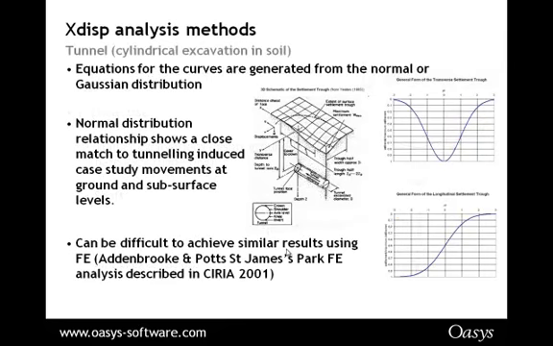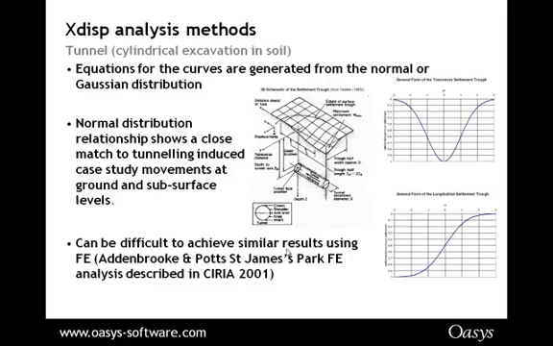So I'll start with the analysis methodology for tunnel excavations. And the equations for the curves are generated from normal or Gaussian distributions. So it's basically an empirical relationship we're looking at. The normal distribution relationship shows a close match to tunneling-induced case study movements at ground and subsurface levels. So it's a very different type of analysis method, for example, to FE. And it can actually be difficult to achieve similar results using FE.